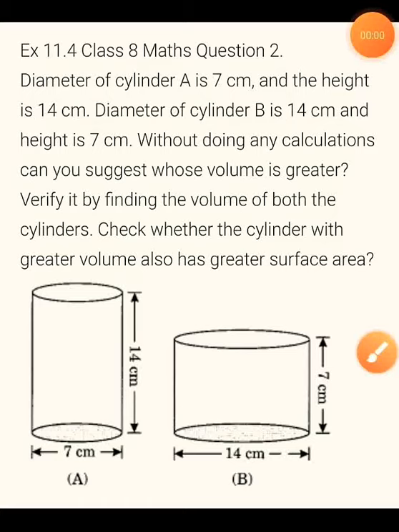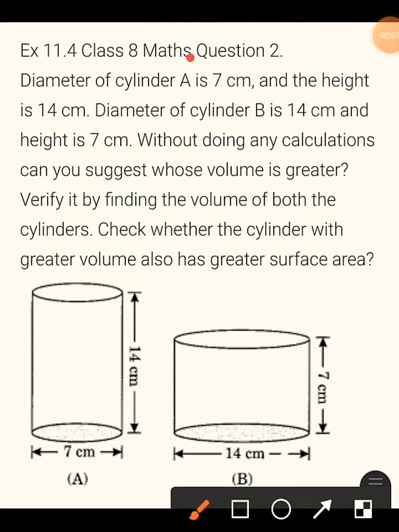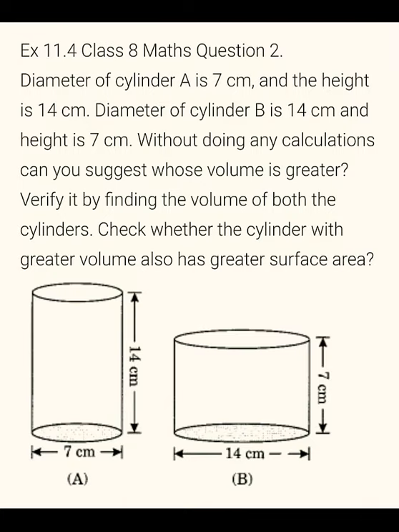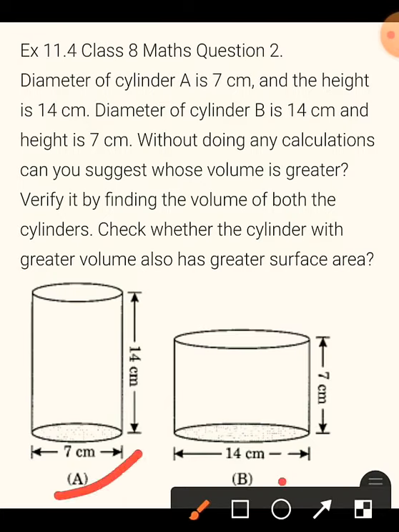Now we will see question number 2 of exercise 11.4. So the second question we will try to understand. According to the question, the diameter of cylinder A is 7 centimeter and the height is 14 centimeter. Two figures are given to us, figure A and figure B. Both the shapes are cylindrical.